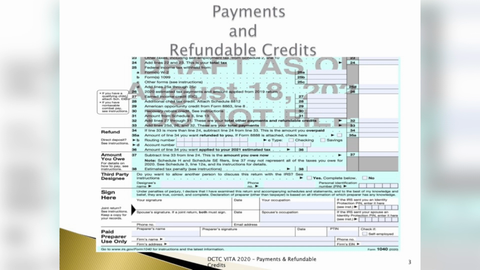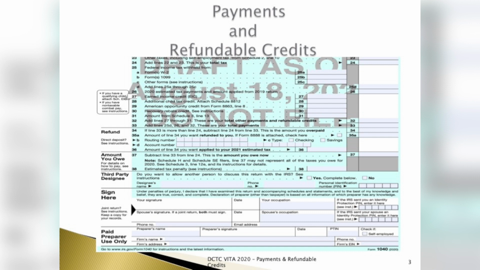Line 25 points to the federal income tax withheld. This line has an A, B, and a C. A references the withheld taxes from forms W-2. B references the withheld taxes from the forms 1099. And C refers to other types of incomes from which federal income tax may have been withheld. Those types of incomes could be from gambling or lottery winnings, etc. Line 25D is the total of those three lines.